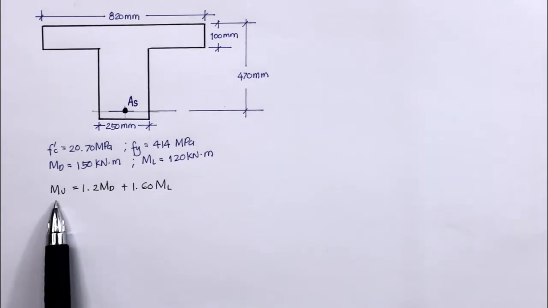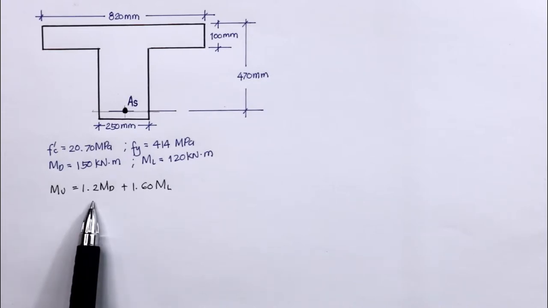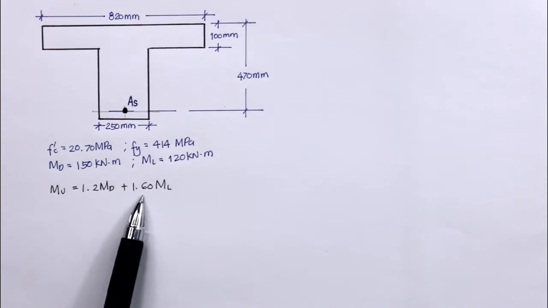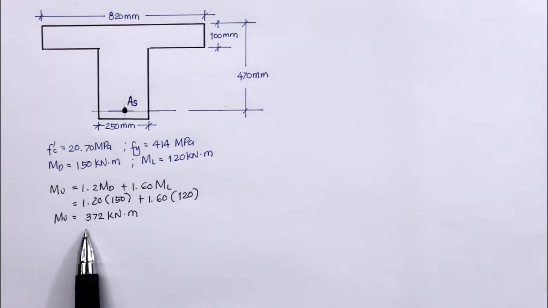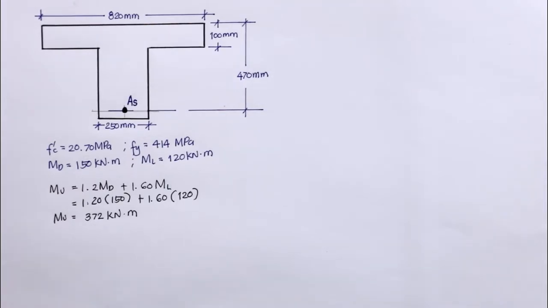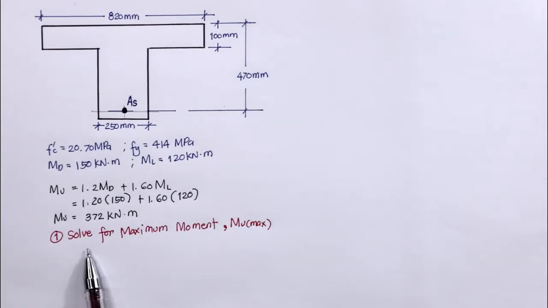Mu, or ultimate moment capacity, is equal to 1.2 moment dead plus 1.6 moment live. Then the value of the ultimate moment capacity of the section is equal to 372 kN·m. Yung solution na gagawin natin sa T-beam ay almost same lang ng solution na ginawa natin sa non-rectangular beams, since T-beam is also a non-rectangular beam. Step number 1, solve for the maximum moment capacity or Mu max.